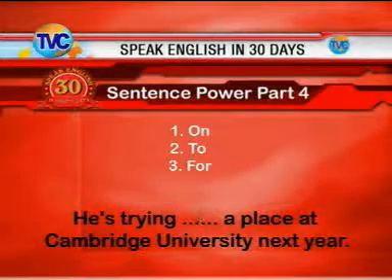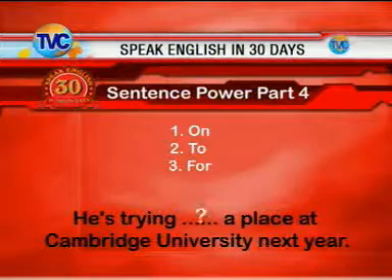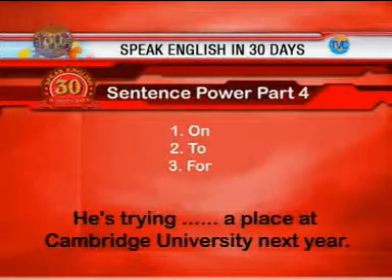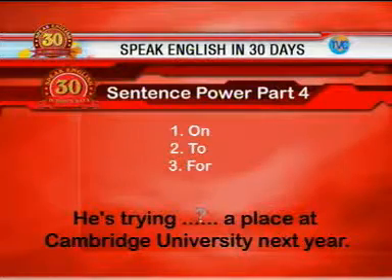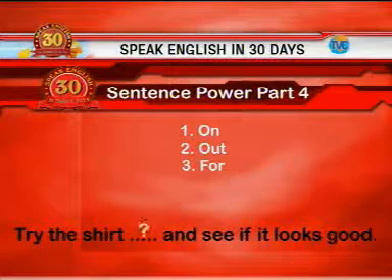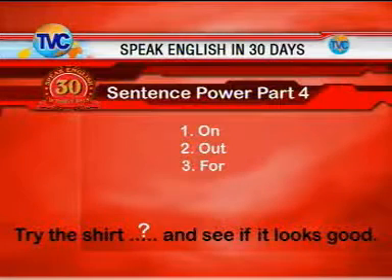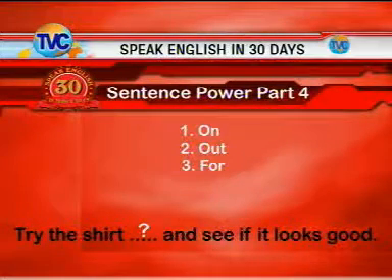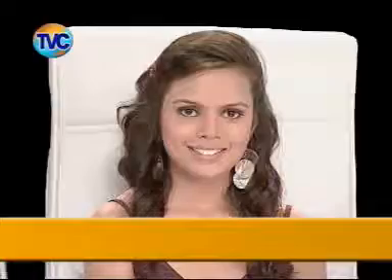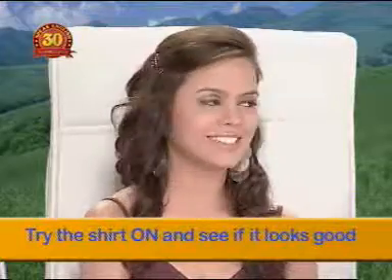He's trying a place at Cambridge University next year. On, to, for. The correct answer is he's trying for a place at Cambridge University next year. Try the shirt and see if it looks good. On, out, for. The correct answer is try the shirt on and see if it looks good.